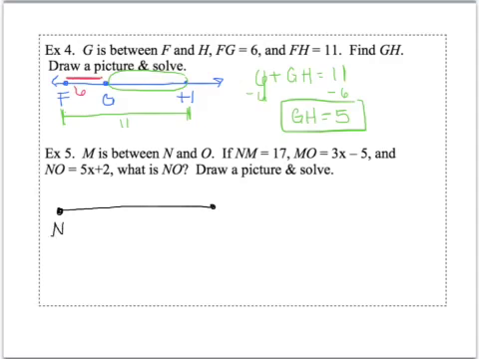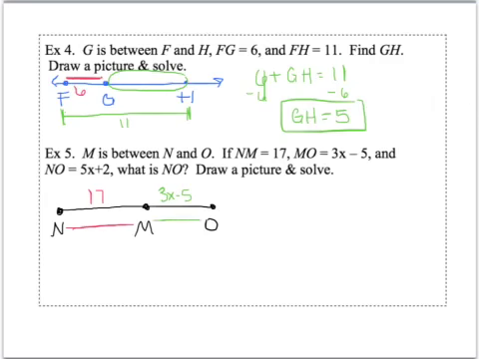I have N and O as my endpoints, and M is somewhere in between them. Keep in mind, these pictures are not drawn to scale. The length from N to M is 17 units, so I'm going to put that right from N to M. And the length from M to O is 3x minus 5.